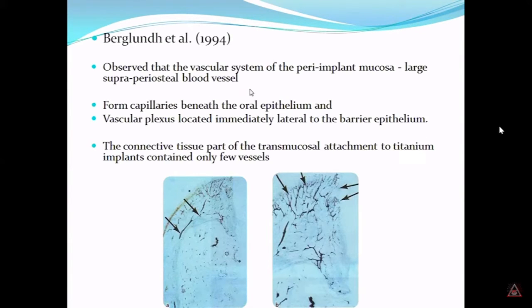So in the case of an implant, the vascular system of the peri-implant mucosa comes from large supraperiosteal blood vessels, and these will form capillaries beneath the oral epithelium. So usually you have to remember that in the case of an implant, there is no periodontal ligament. So the blood supply from the periodontal ligament will be absent. So usually large supraperiosteal blood vessels will supply the implant.